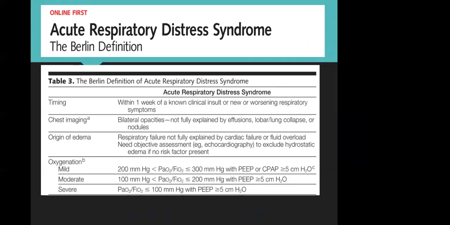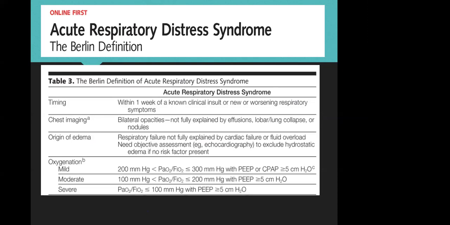Here is the acute respiratory distress syndrome Berlin definition. There are some criteria you have to keep in mind. The timing is less than 1 week, and on chest imaging there are bilateral opacities. Actually now you could not rely only on chest imaging. They didn't specify X-ray only, because it can be X-ray, CT, or ultrasound, and CT and lung ultrasound are more accurate.